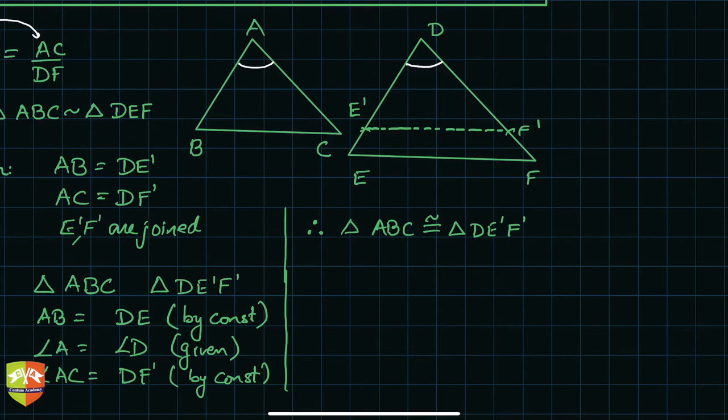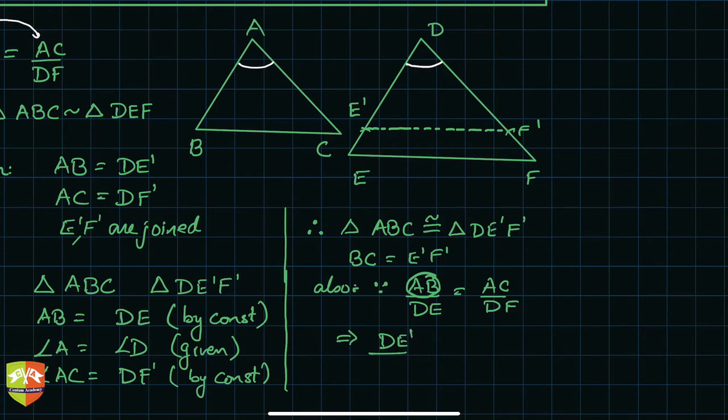The moment I say that, what do I get? I get BC is equal to E dash F dash. First of all, that, and also we can say that since AB by DE was equal to AC by DF, I can replace AB here by DE dash, because that's what I constructed, and here I can replace AC by DF dash, right? So what do I get? I will get, and I'm writing it here. Okay? So let us conclude here.